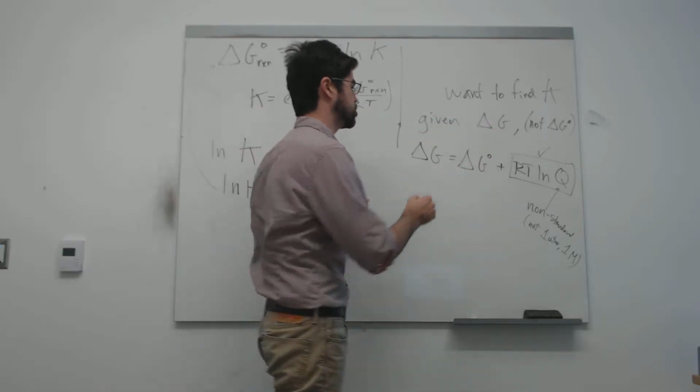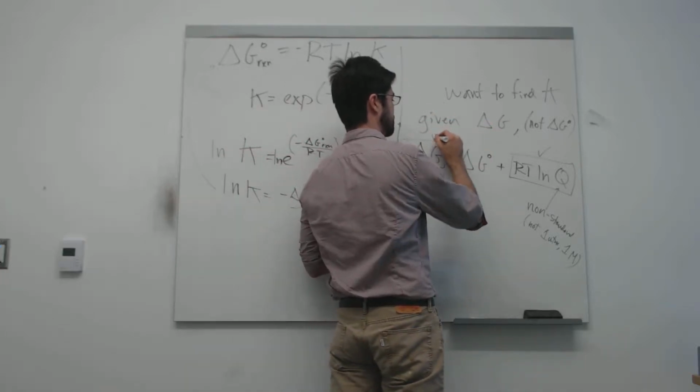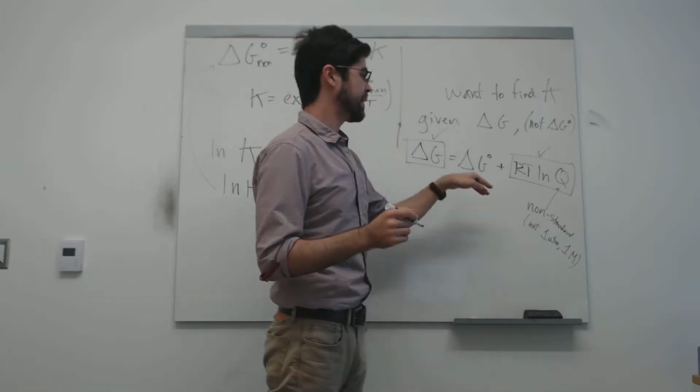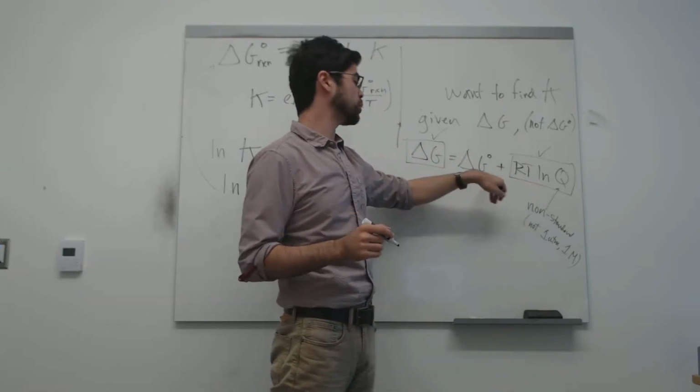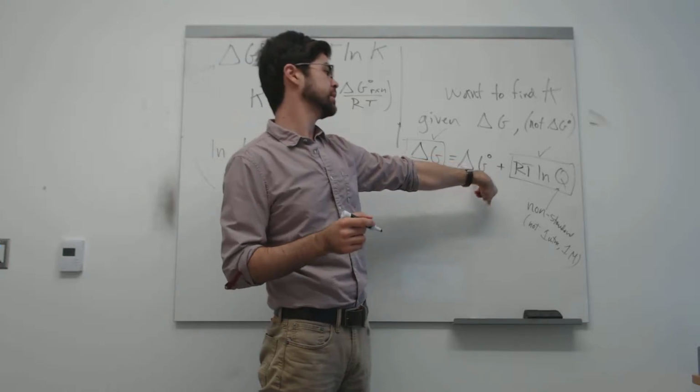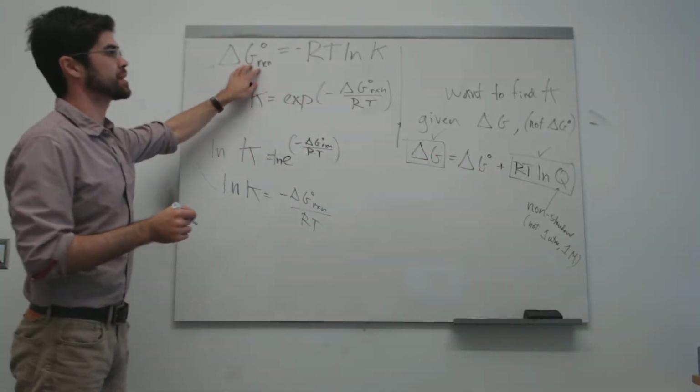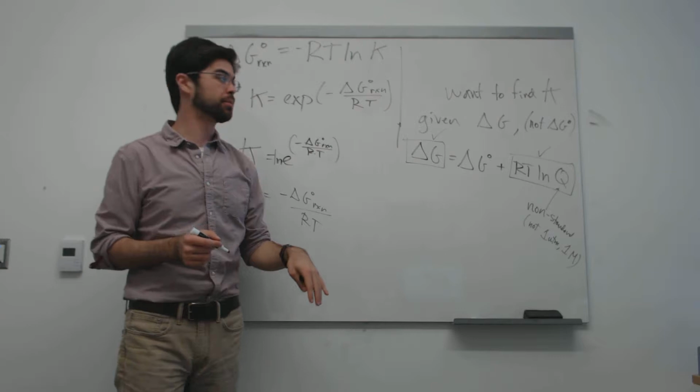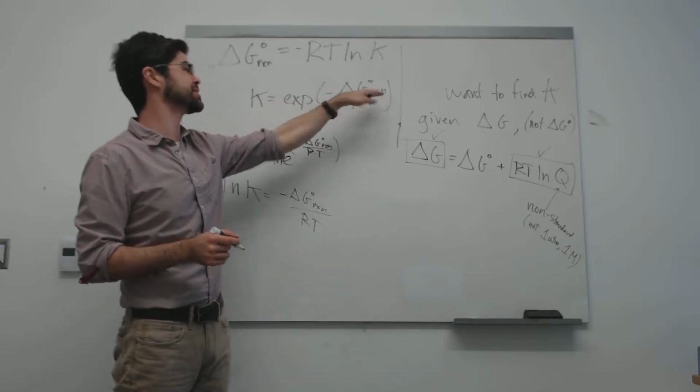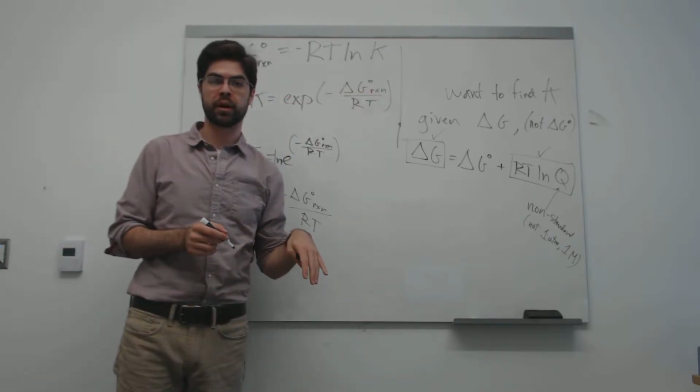If you're given delta G, then delta G is known. And then the only unknown in this equation would be the delta G naught. But if you know the delta G naught, then you can calculate the equilibrium constant.